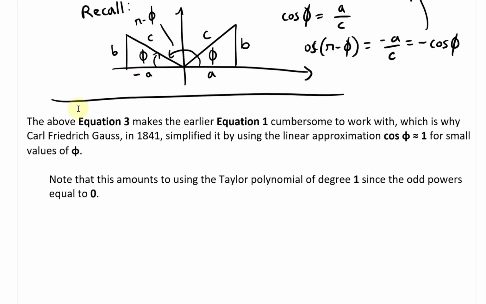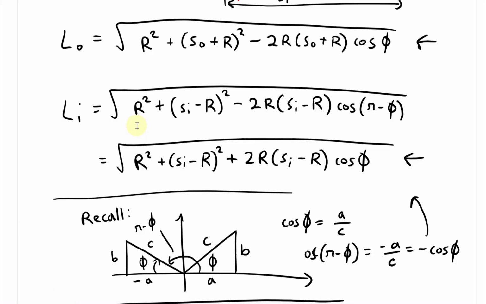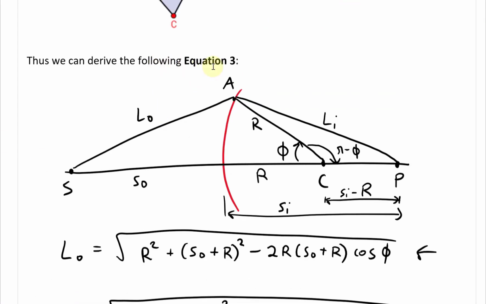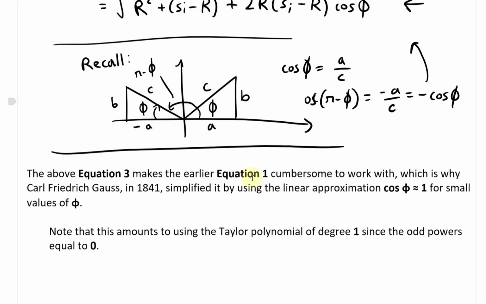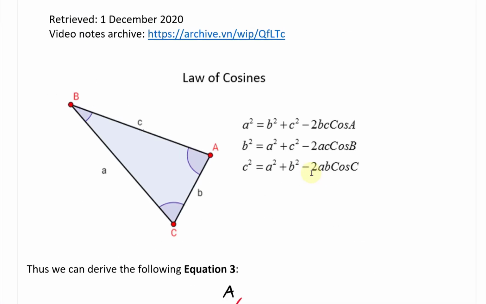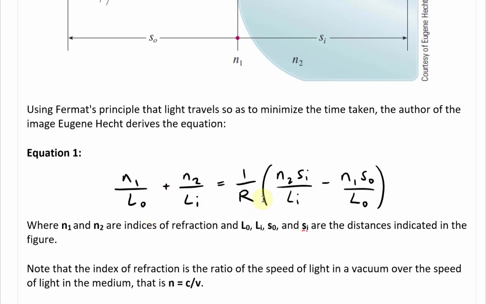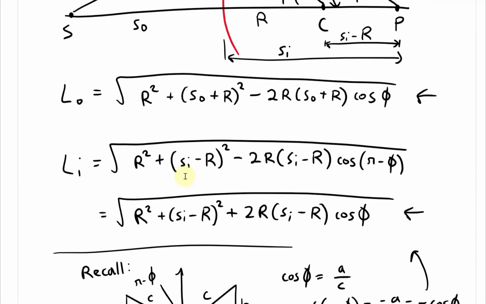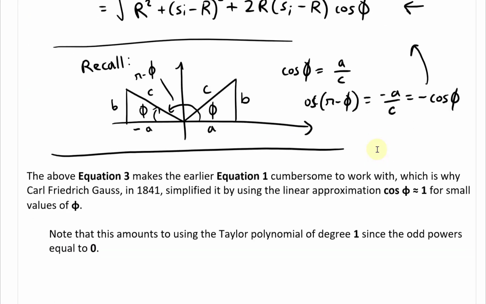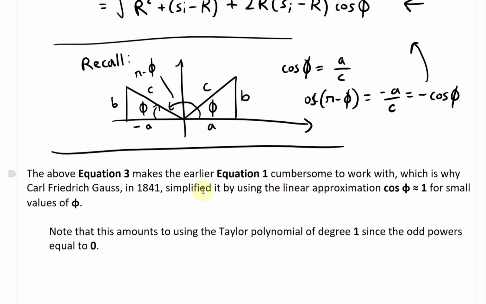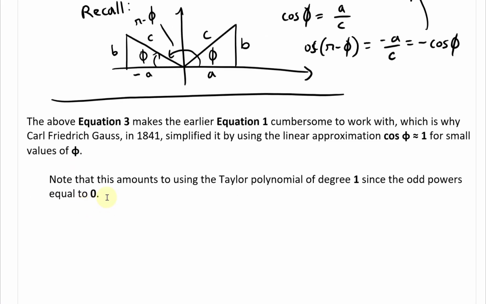Alright, so thus we can carry on. The above equation 3 makes the earlier equation 1 cumbersome to work with, and that equation 1 is over here. You divide by Li, where Li is this giant square root formula with a cosine. It's hard to work with, which is why Carl Friedrich Gauss in 1841 simplified it by using the linear approximation cosine phi is approximately equal to 1 for small values of phi. Note that this amounts to using the Taylor polynomial of degree 1, since the odd power is equal to 0.